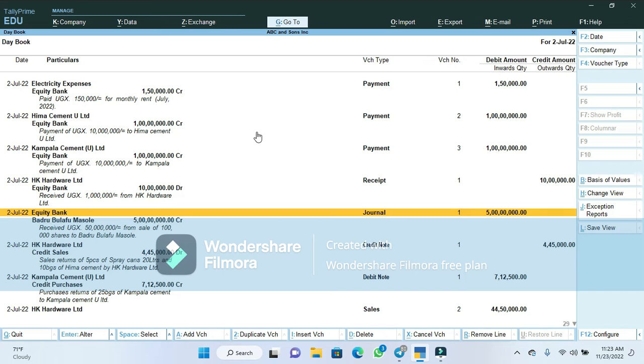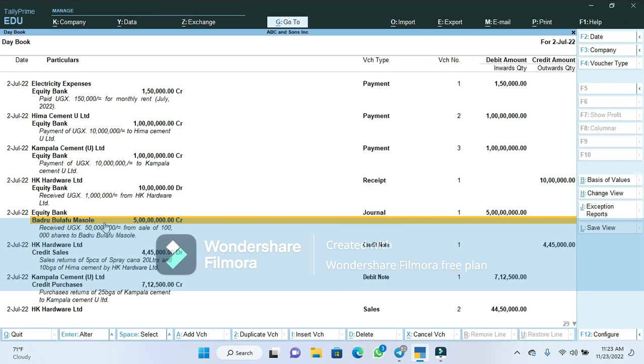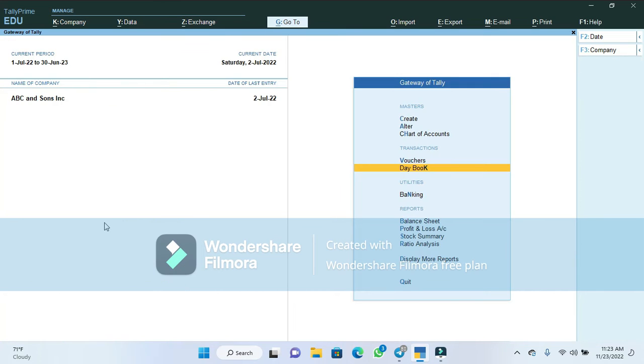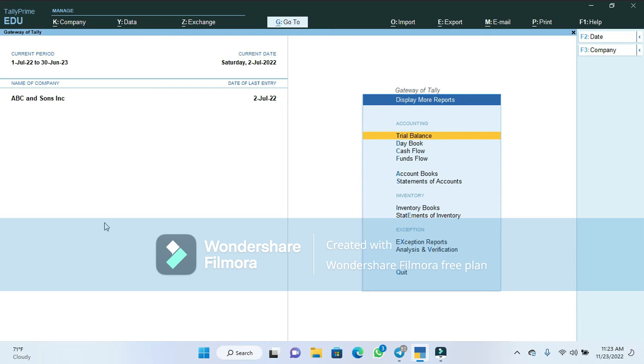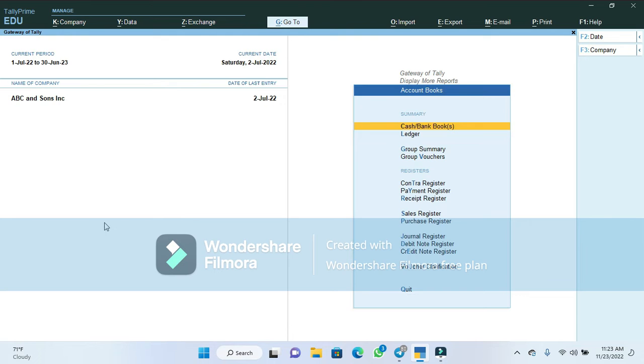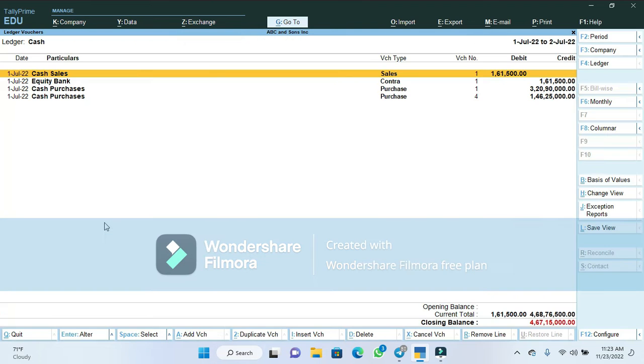Another thing is, you will see the accounting entries, whether they are true and fair. Given that the bank account was debited with 50M and the capital account credited with 50M, both accounts increased by that amount, which is okay. So now we can escape and let's go to display more reports, account books, ledger, and then go to cash.